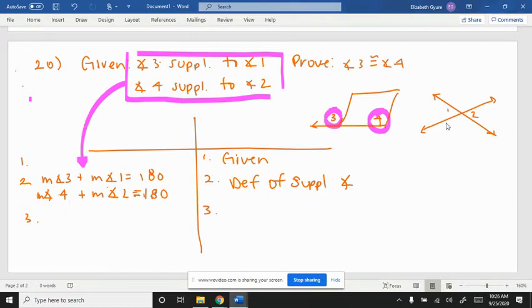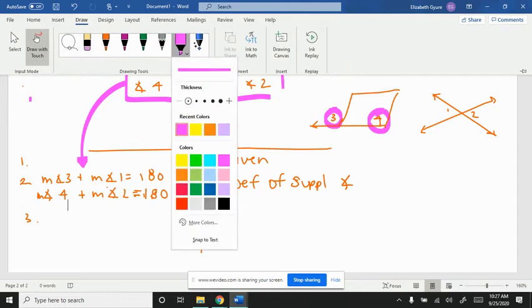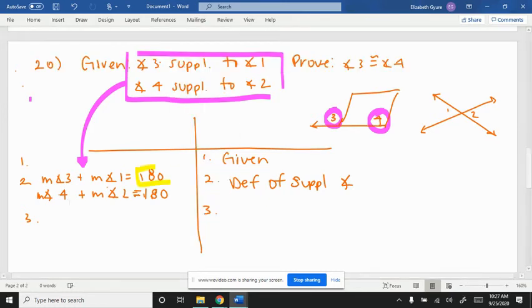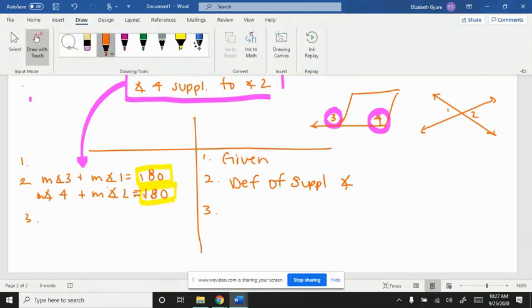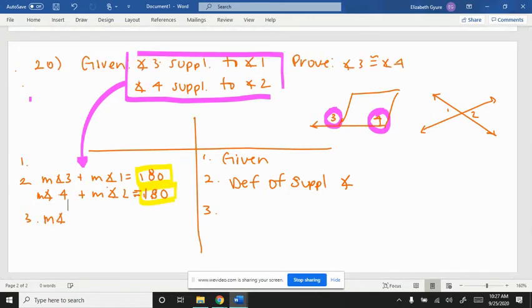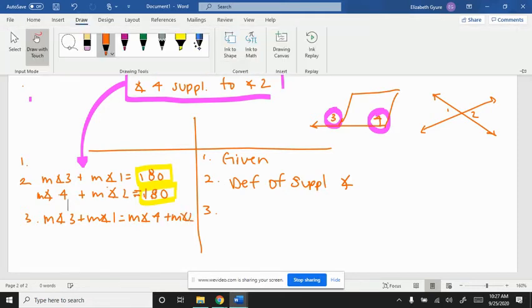But now the next place I'm going to go is I have two equations that equal the same thing, right? If they equal the same thing, what can I then do with them? Set them equal to each other, good. Yeah, they both equal 180, so I'm going to set them equal to each other. The measure of angle 3 plus the measure of angle 1 equals the measure of angle 4 plus the measure of angle 2. What would be an appropriate property?